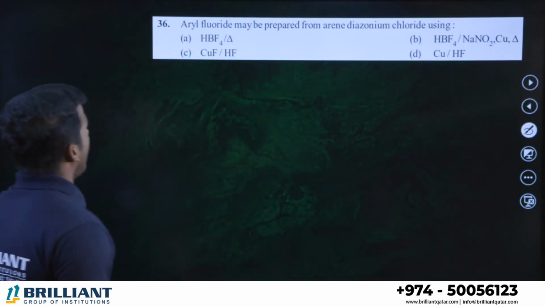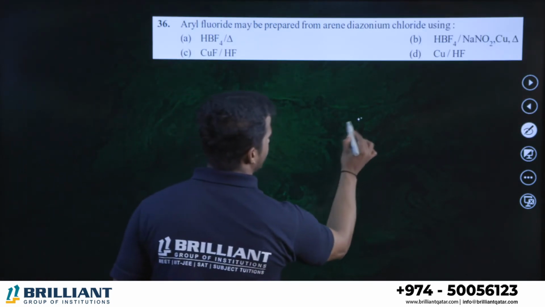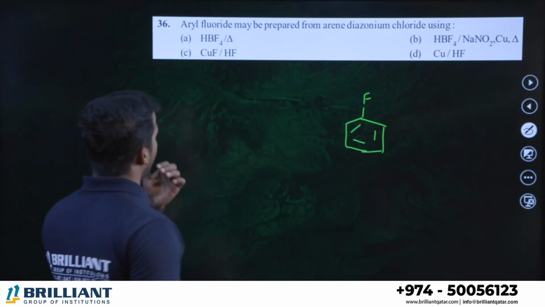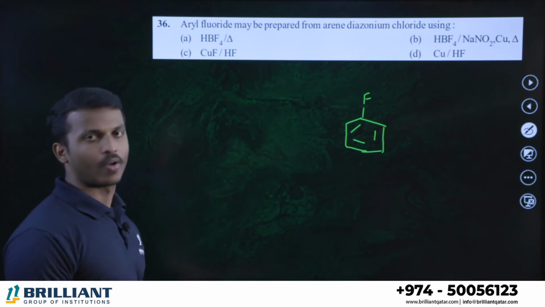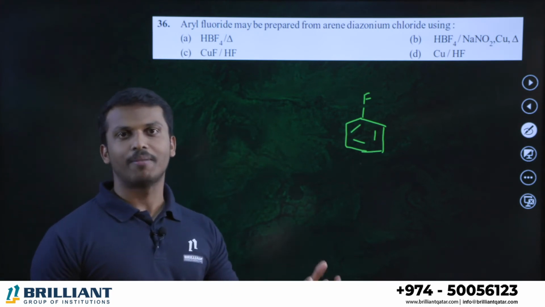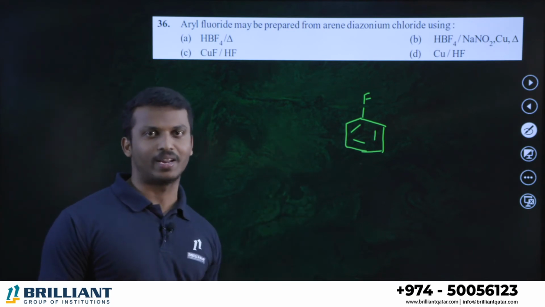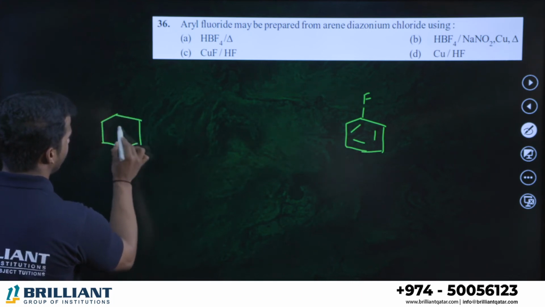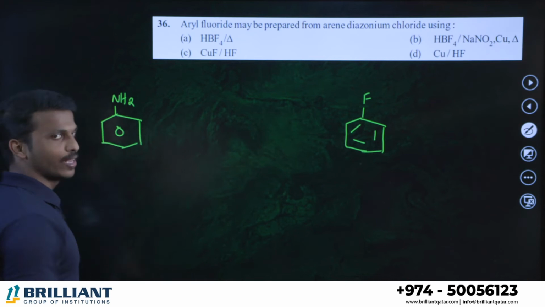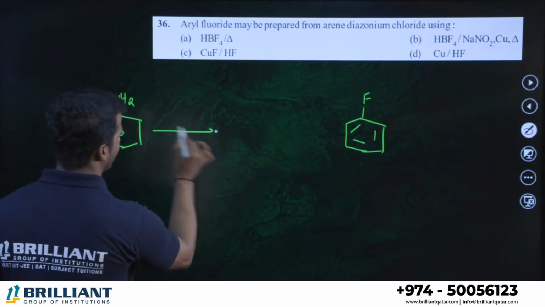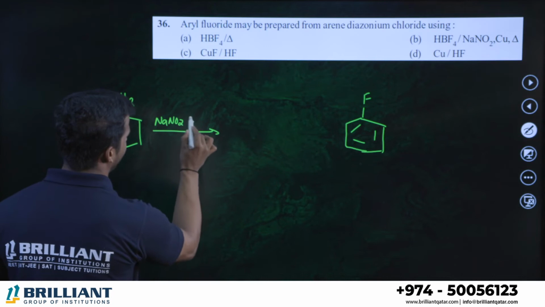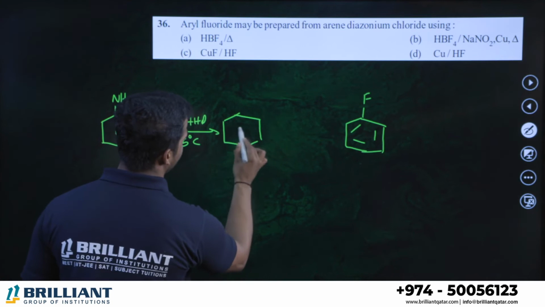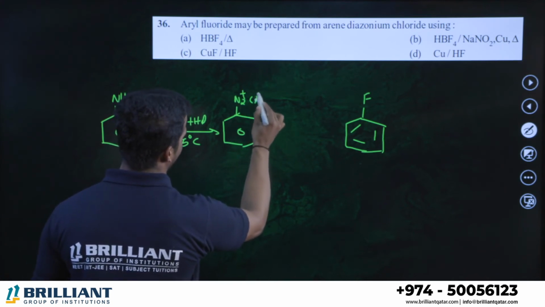Next one. Aryl fluoride means what? A benzene ring with a fluorine. Aryl fluoride may be prepared from arene diazonium chloride. Same thing we studied, like Sandmeyer's and Gattermann reaction. In that category, we studied one other reaction. Let me take the starting material aniline, C6H5NH2. We treat it with NaNO2 and HCl at 0 to 5 degrees Celsius. We get the compound benzene with N2+ Cl minus.